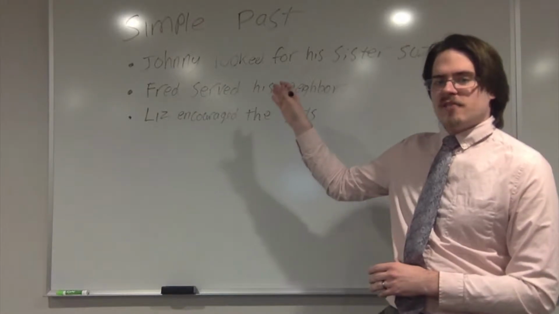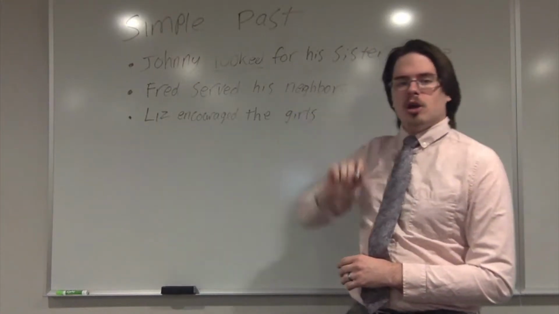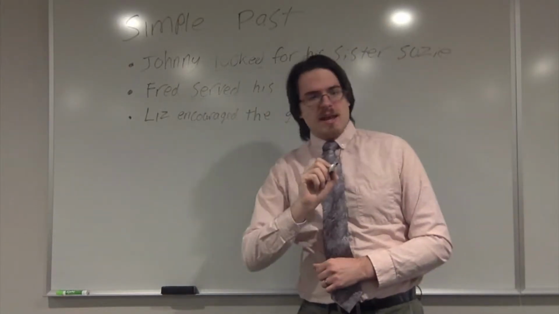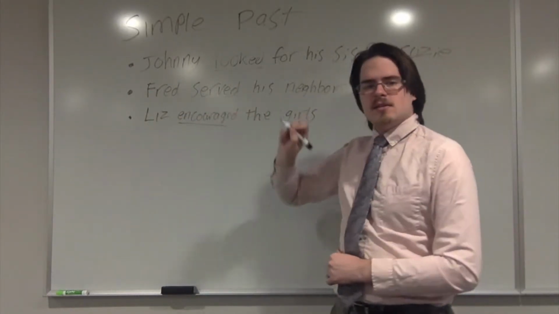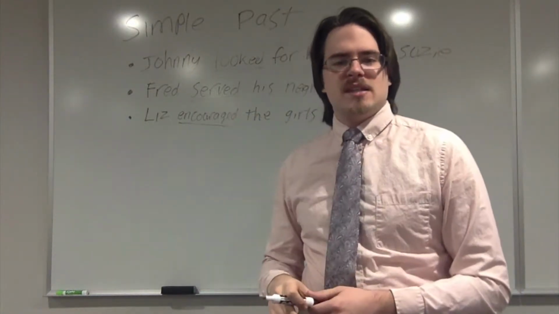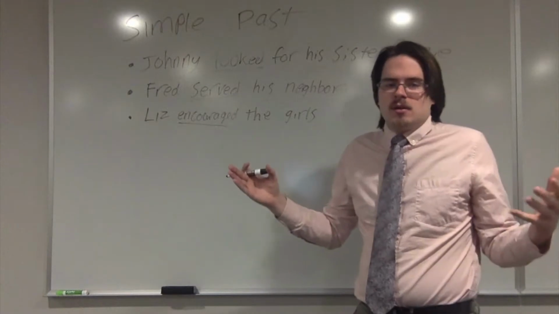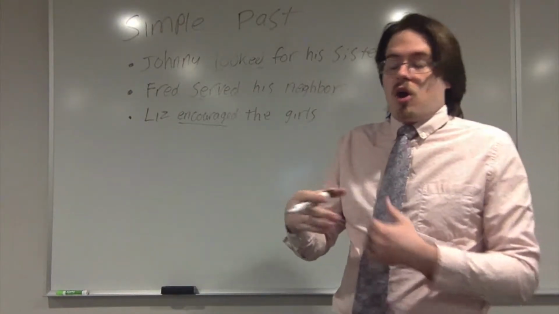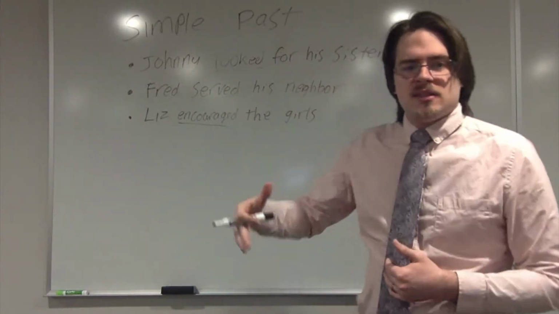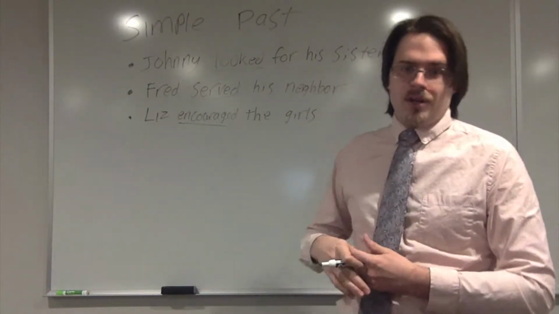In these examples, we can see a few past tense verbs, namely, Johnny looked for his sister Susie, Fred served his neighbor, and Liz encouraged the girls. In all of these examples, the event takes place in a past time frame. Note the events are simply being reported as fact. Now, this does not mean that these events are indeed true facts of history, because people can lie, but simply I want to convey that the simple past tense is the general tense used for reporting events in history.